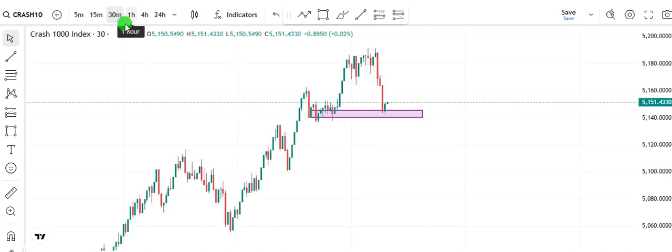Okay, so I'm going bullish on Crash 1000. Just a moment, let me place my trade. So that's Crash 1000. Okay, just went bullish.